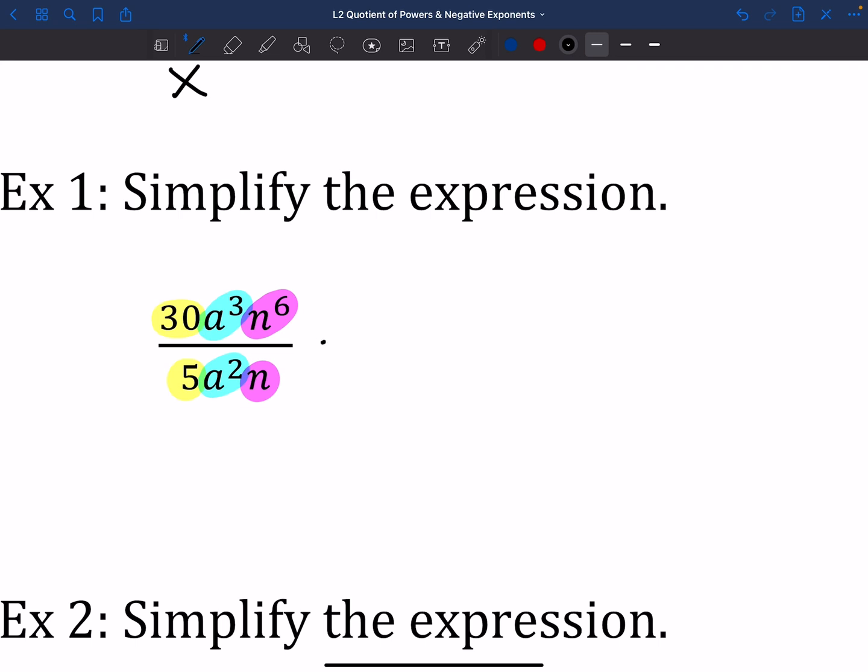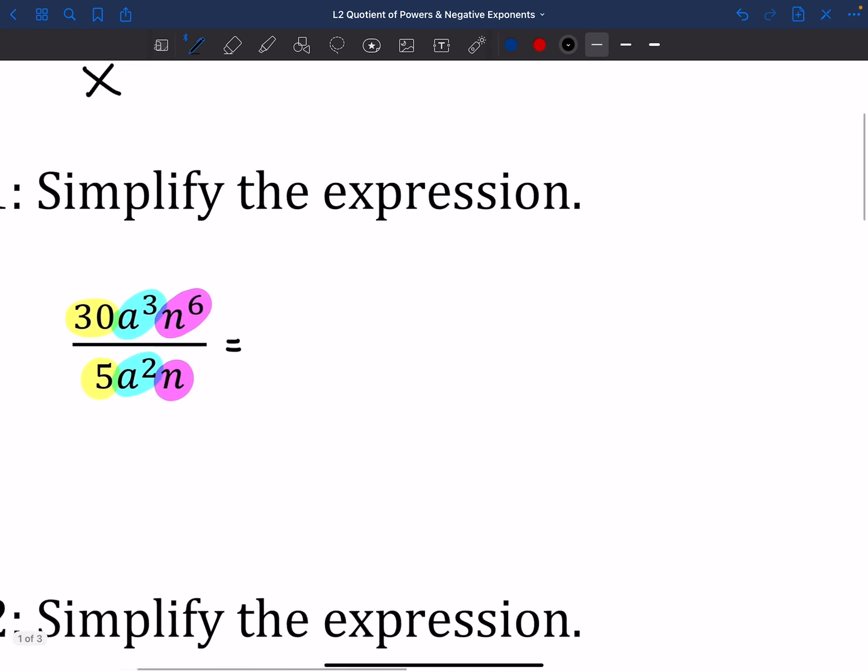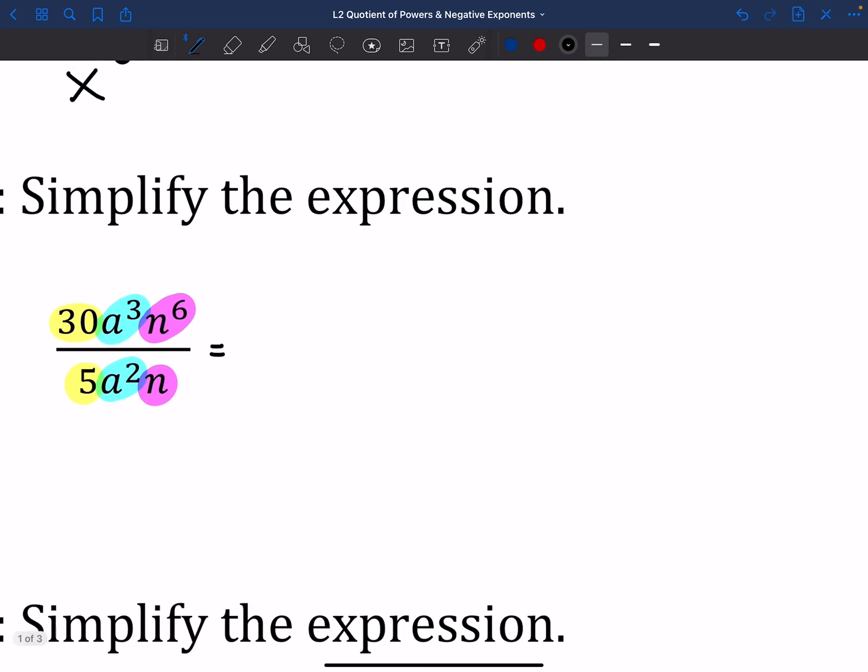So when we do this, there's a couple different ways you could think about it. For this first one, at the very least, I'm going to write it out as separate pieces just to show what we're doing. 30 divided by 5 is a piece of what we're doing. We are also multiplying with this other chunk, which is a to the third divided by a squared. And then we've got that third chunk there, n to the sixth divided by n. All I did was split that up into 3 different fractions, one for each piece where they match up together. So right below that, we're going to evaluate this and see what it comes out as.